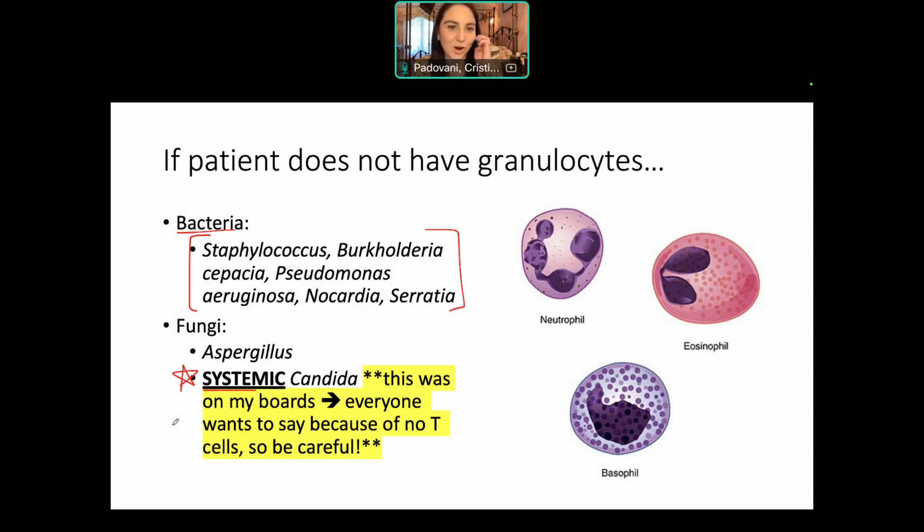You know, T cells are really strong, they're specific. Granulocytes are non-specific, they're innate immunity, but I think that's why they like to ask about it. This was actually on my boards, it was on my Step. Everyone wants to say it's because of no T cells, but if you get systemic candida infections, that's going to be a granulocyte deficiency. If you have local candida, or chronic mucocutaneous candidiasis, those are your T cell deficiencies. Okay?